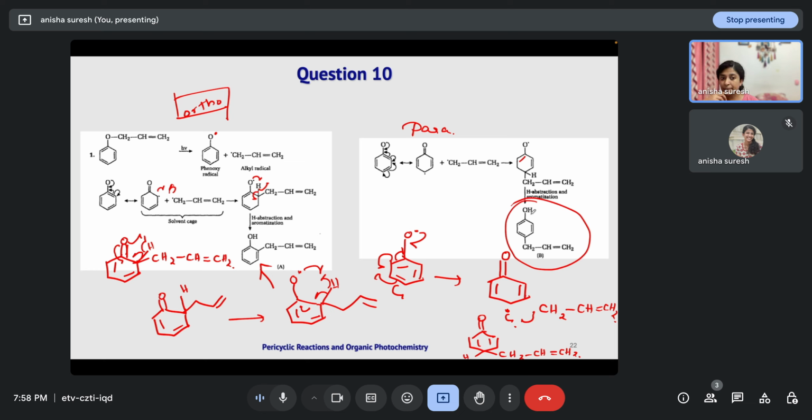Is the mechanism clear? So this is an example of photo Claisen rearrangement. The thermal Claisen rearrangement, similar mechanism we have seen while discussing 3,3 sigmatropic rearrangements. Okay, you can look back into it. So this is how under photochemical condition the Claisen rearrangement is taking place. Similarly, photo Fries rearrangement also can take place, which sir has discussed in the lectures.